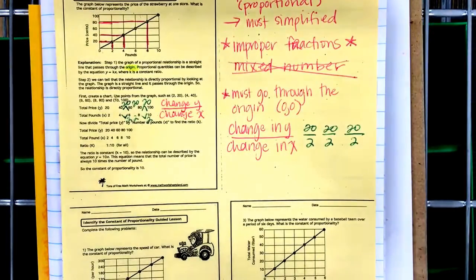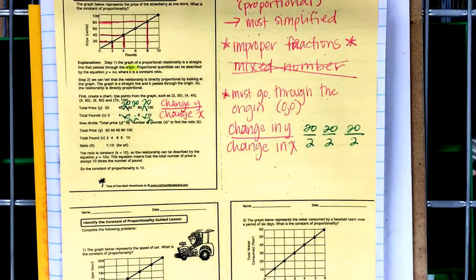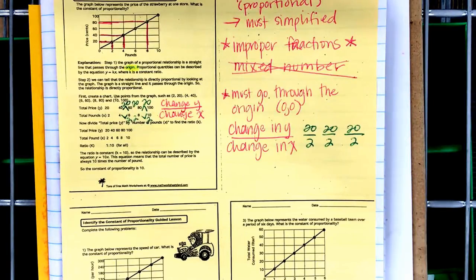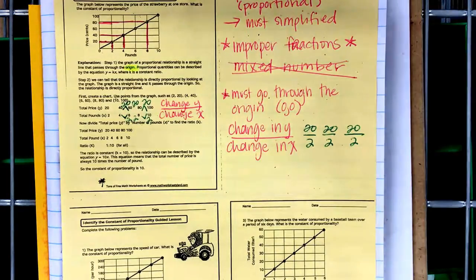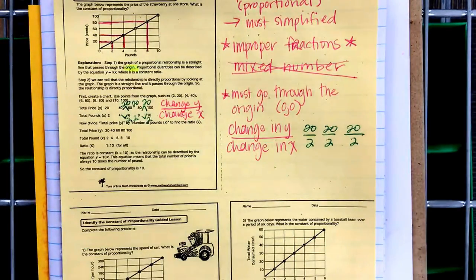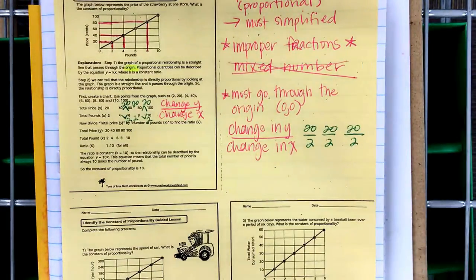However, ladies and gentlemen, my most simplified proportional relationship is 20 cents for every 2 pounds. That's my proportional relationship. But my constant of proportionality is not 20 over 2. It is 10 over 1, because I have to have the most simplified answer.